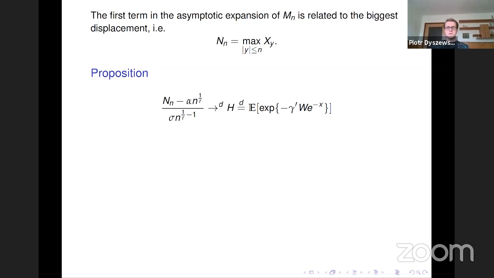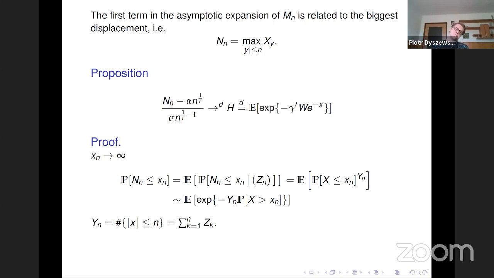And this is something that's so easy that we can actually try to prove that. So, for instance, take some threshold x_n that goes to infinity, and let's just try to compute the probability that this biggest displacement is below this threshold. Right. So what you do, well, you just condition on your tree.